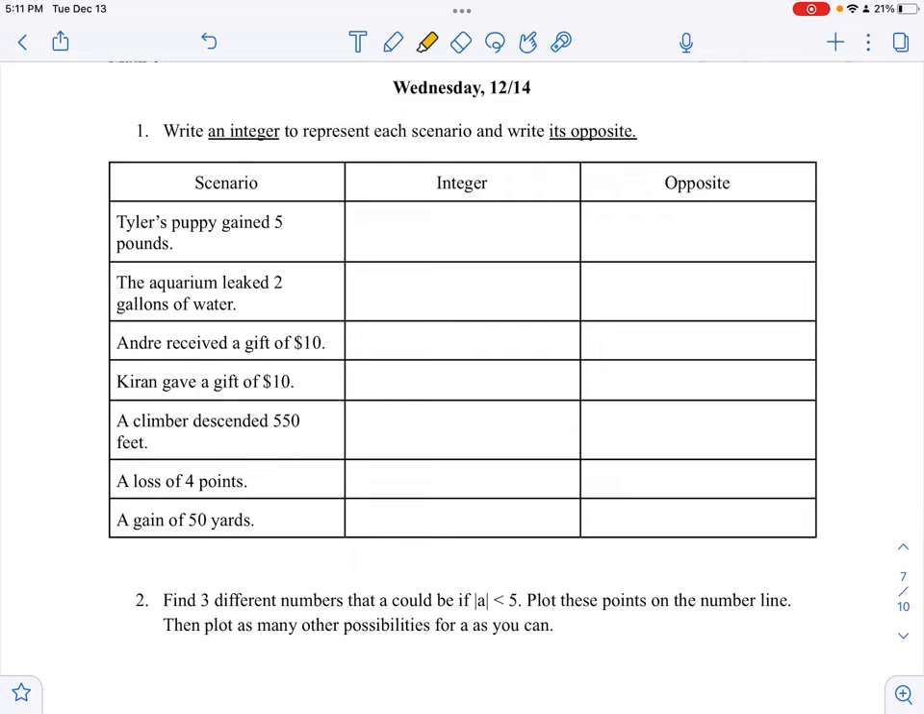Question 1. Write an integer to represent each scenario and write its opposite. This is review from our last unit on positive and negative numbers. And you might remember that integer just means a positive or negative whole number.